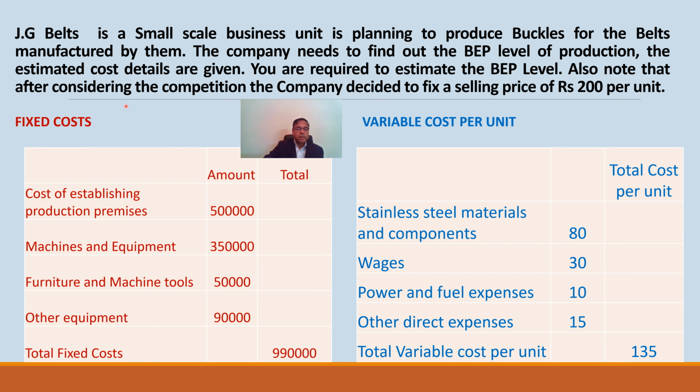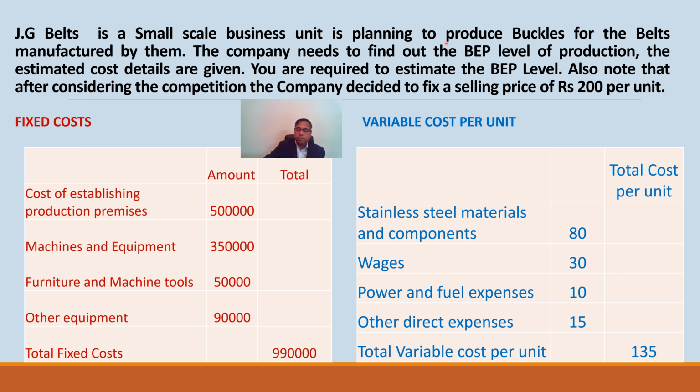Now let us see an example of calculating break-even point. The details of the company is given here. JB Bells is a small-scale business unit which is planning to produce buckles for the belts manufactured by them. The company needs to find out the break-even point of production. The estimated cost details are given. You are required to estimate the break-even point level. Also note that after considering the competition, the company decided to fix a selling price of 200 per unit.